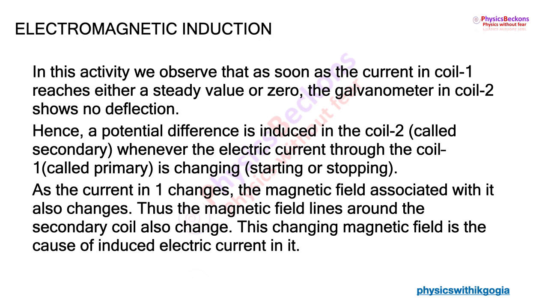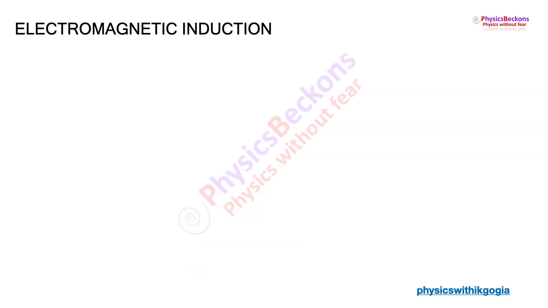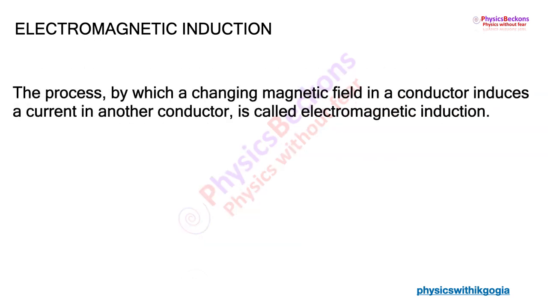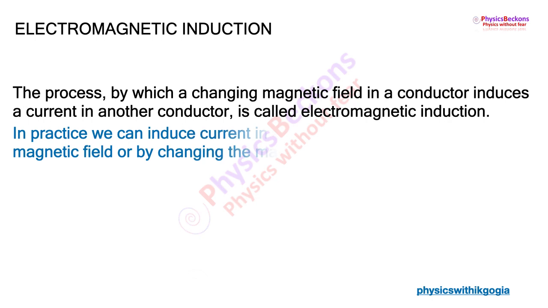As the current in coil 1 changes, the magnetic field associated with it also changes. A change in the number of magnetic field lines around the secondary coil, that is coil 2, causes production of induced current in the coil. The process by which a changing magnetic field in a conductor induces current in another conductor is called electromagnetic induction.